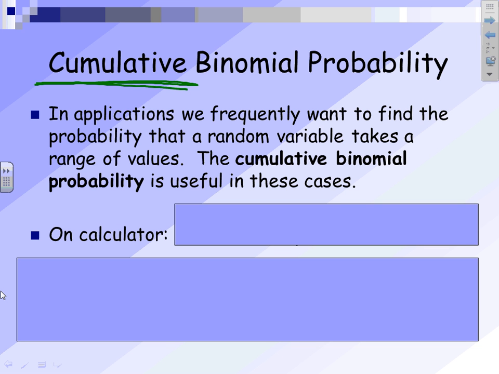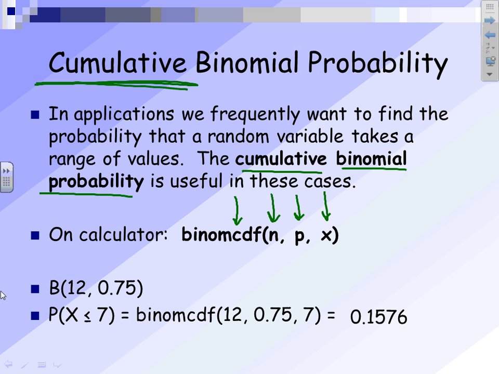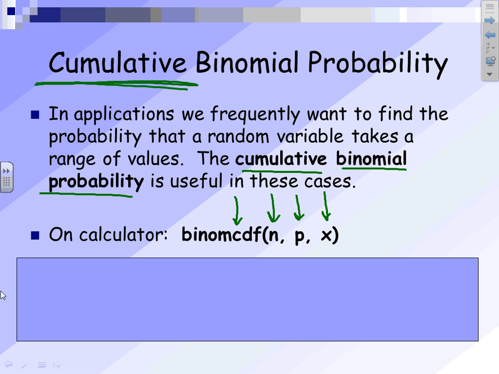So as an application, we frequently want to find the probability that a random variable takes a range of values, and the cumulative binomial probability is useful in these cases. On the calculator, it's just binomial CDF, with emphasis on the C for cumulative, and we notice that we still have n, p, and x. But in this case, the x is showing us that we have x or fewer successes.